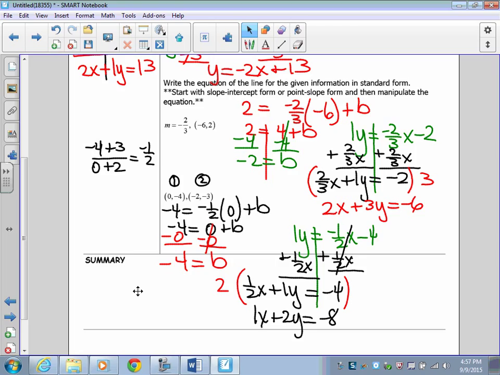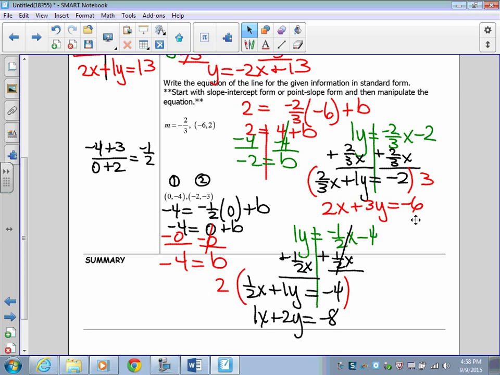Remember, I do not want a fraction for my a x. I have to have a whole number. So what do I do? I multiply everything by a positive 3. That's why you see that red 3 on the outside. 2/3 x times 3 is 2x. 3 times 1y is 3y. Negative 2 times 3 is negative 6.